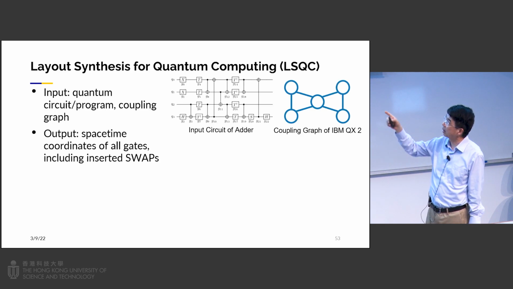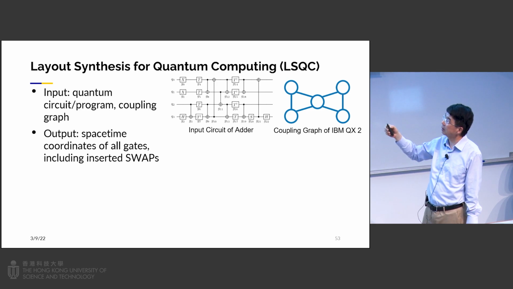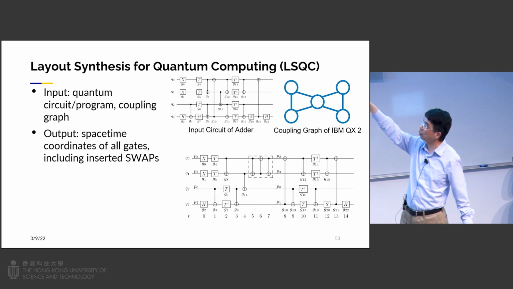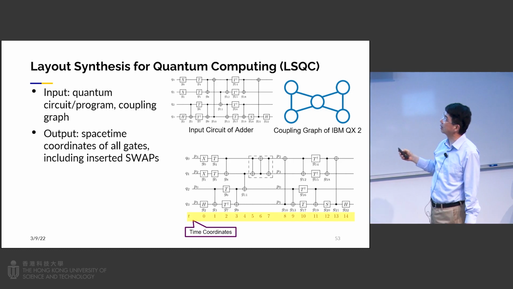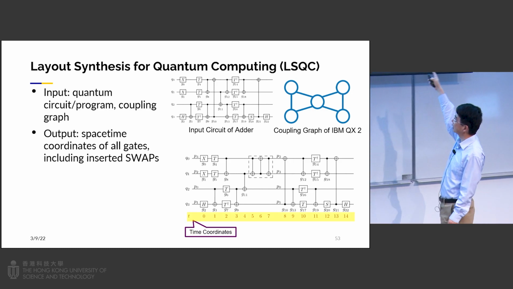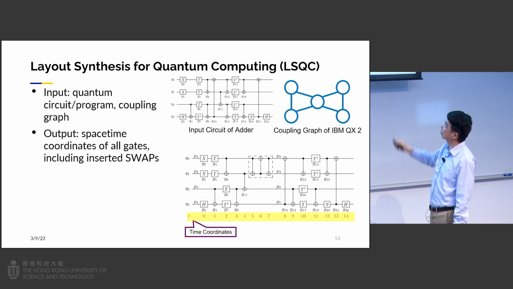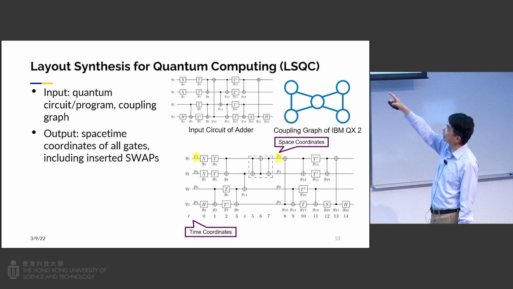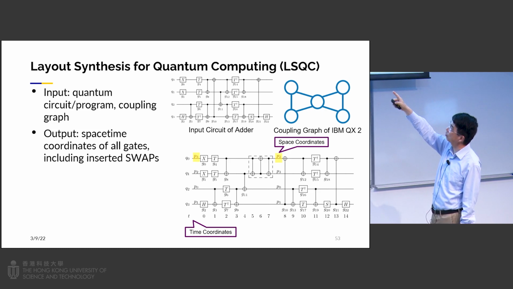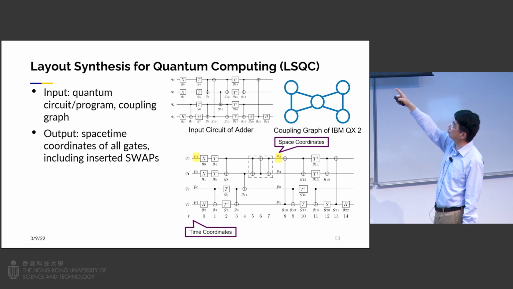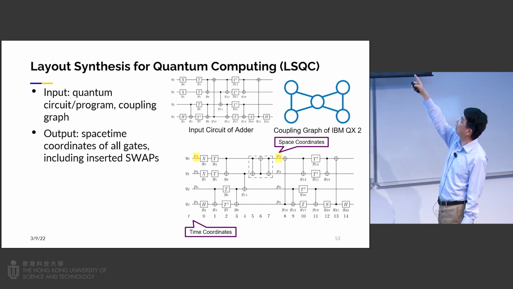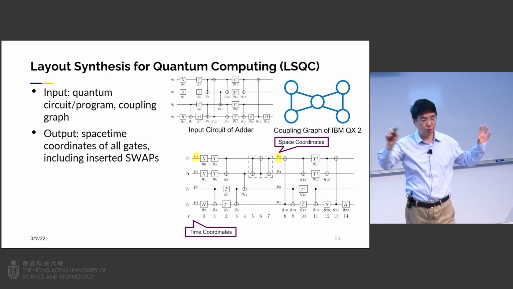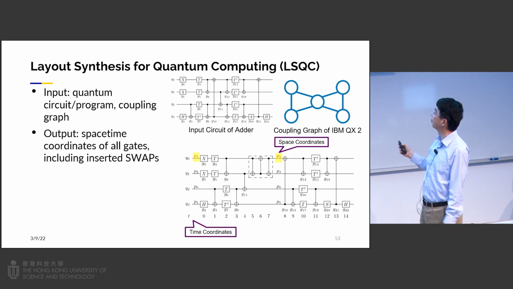So that's where the input is the circuit, and also the coupling graph describes the device. And then we have to decide the space-time coordinate of all the gates, including the inserted gate. So first dimension is the time coordinates, which gate is executed at what time. And then the second one is the space coordinate, saying that Q0 goes to physical qubit P3. But after a while, you can insert a swap gate, and Q0 goes to P2. So that space coordinate you want to decide as well.